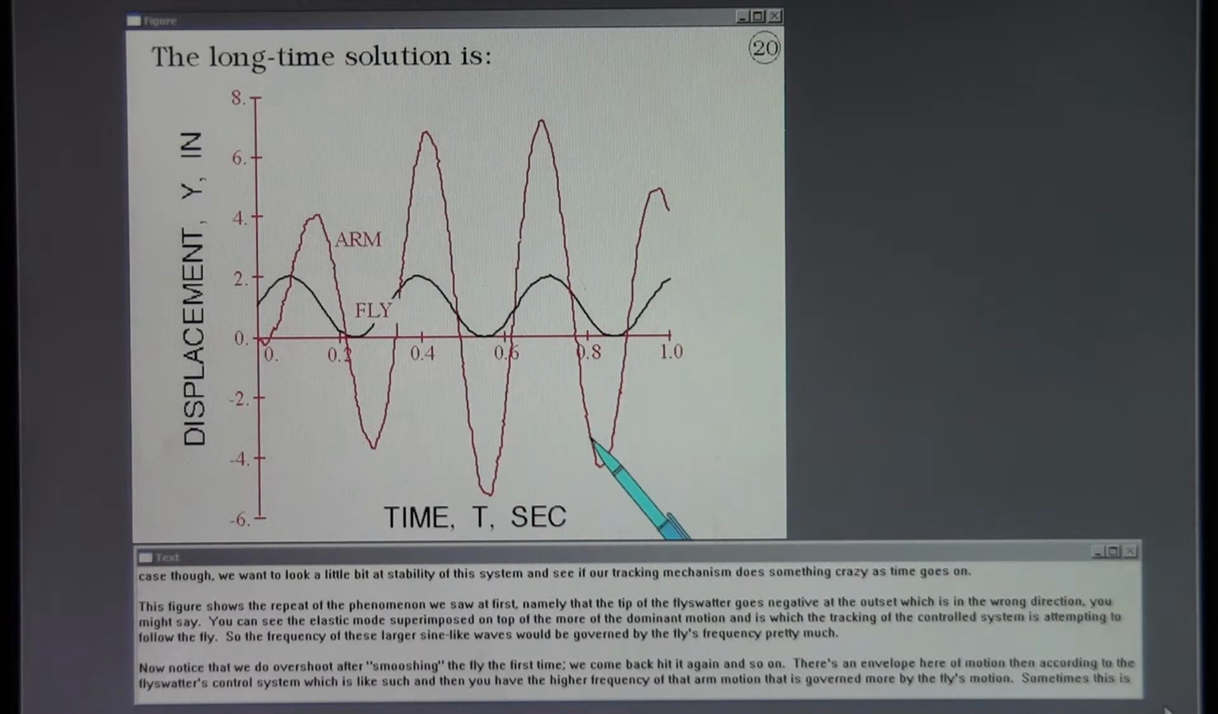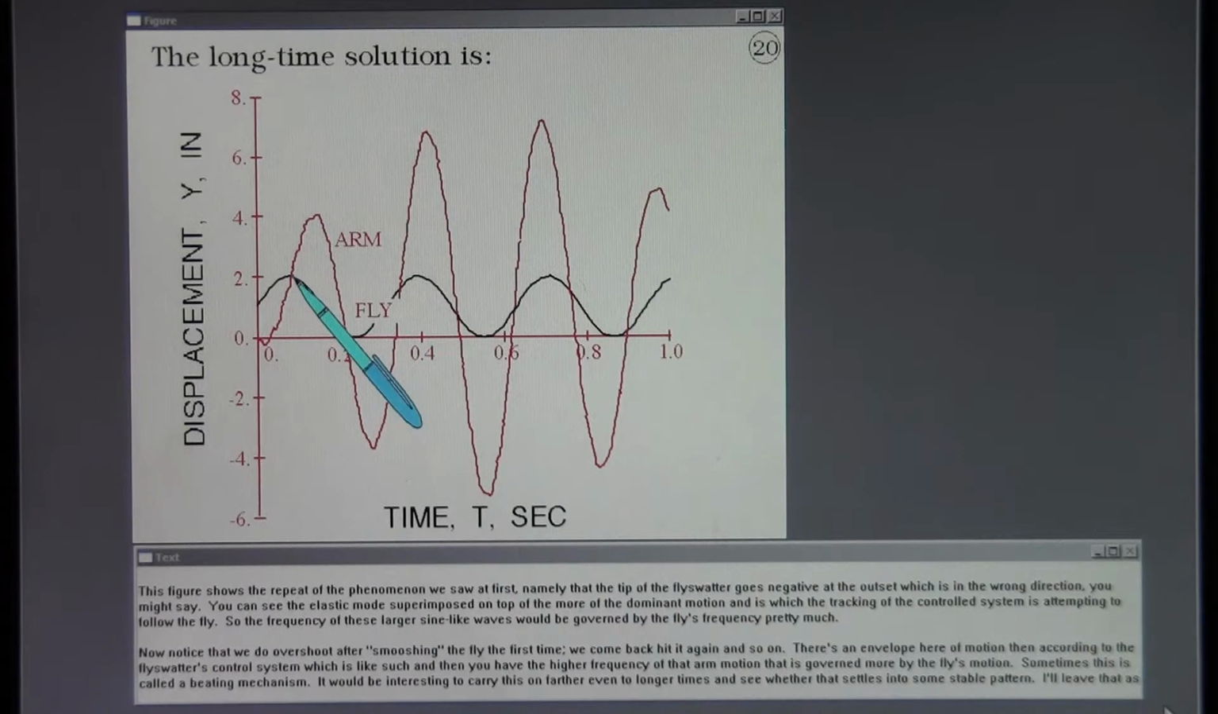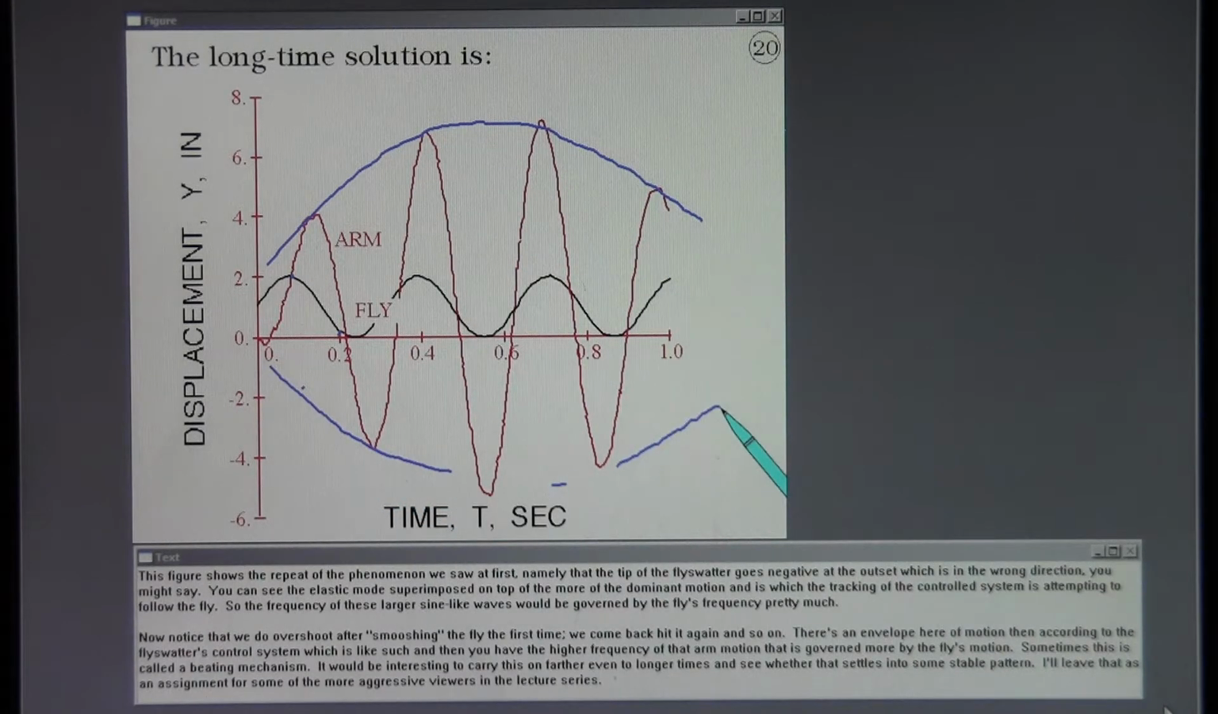Now notice that we do overshoot after smushing the fly the first time. We come back, hit it again, and so on. There's an envelope here of motion then according to the Flyswatter's control system, and then you have the higher frequency of that arm motion that is governed more by the fly's motion. Sometimes this is called a beating mechanism.